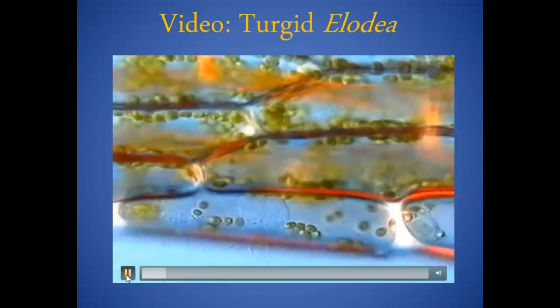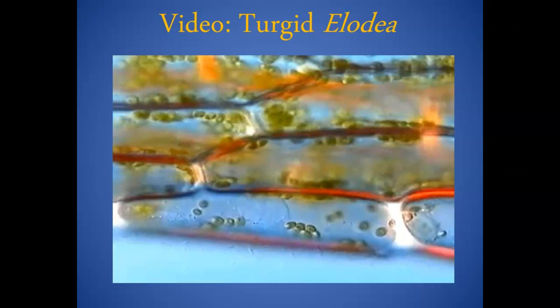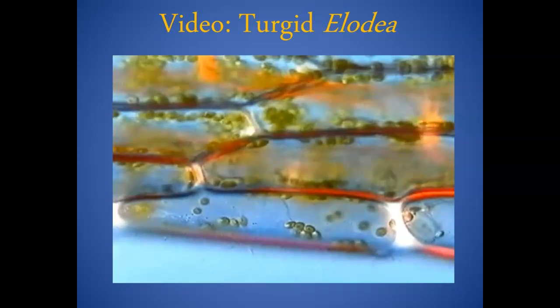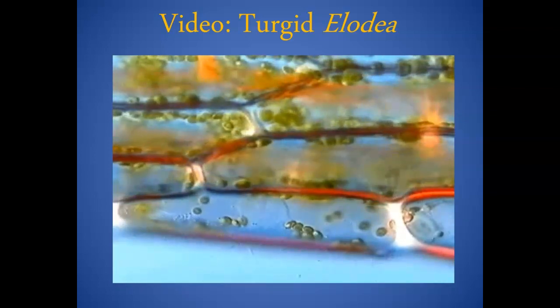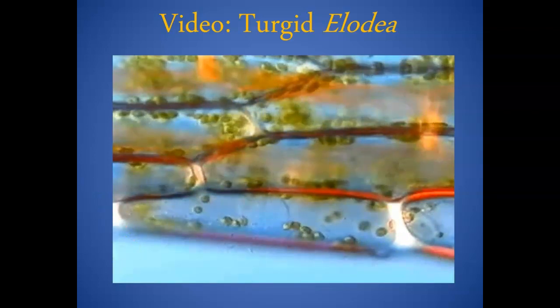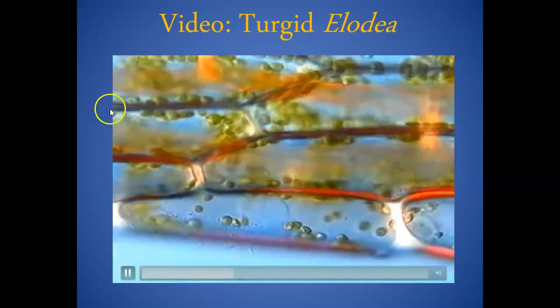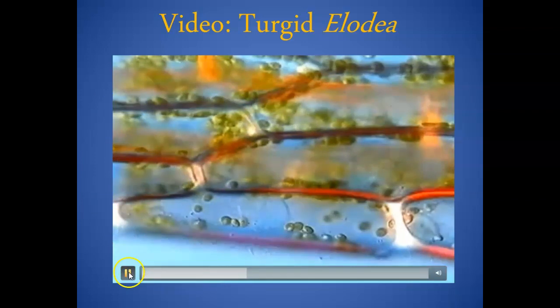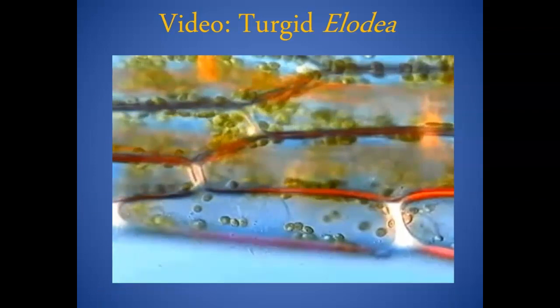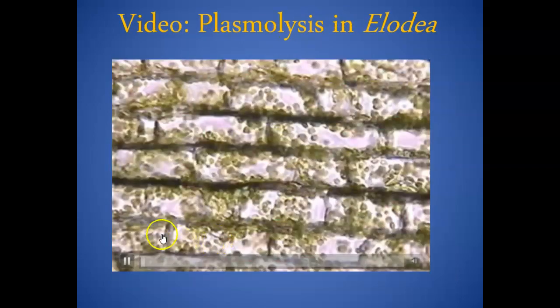So you can see the movement within a turgid Elodea. When it's turgid for the plant cell, it means that water moved into the cell, and you can see the cytoplasmic streaming, and we hope that you can see that in your cell, in the slide that you're going to make.